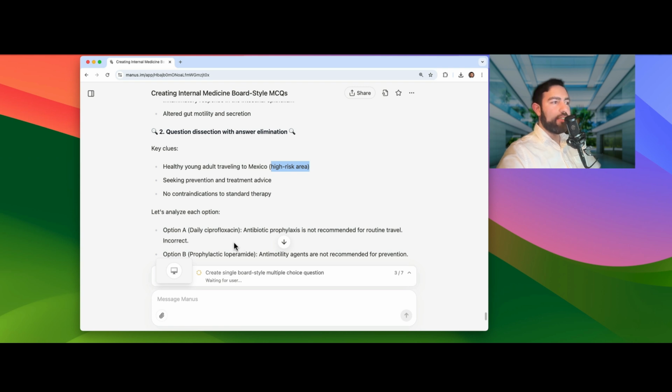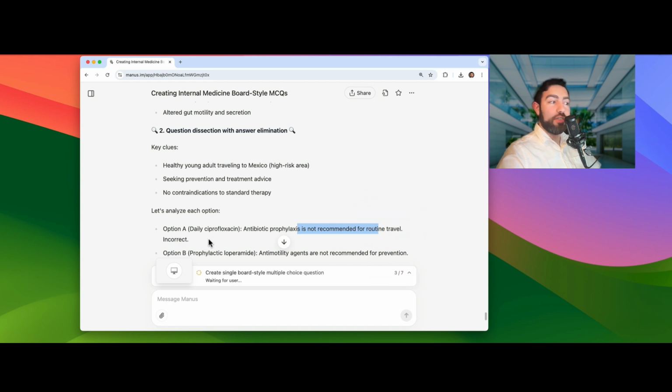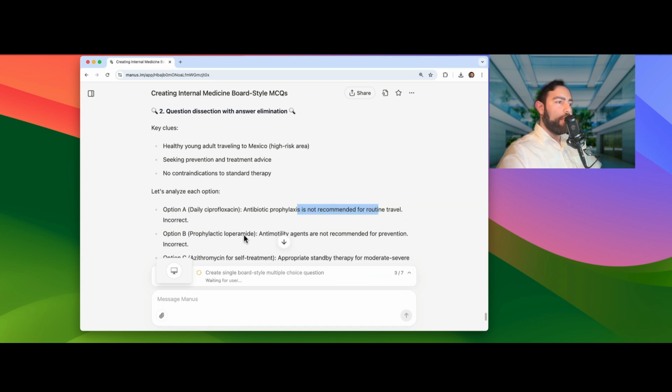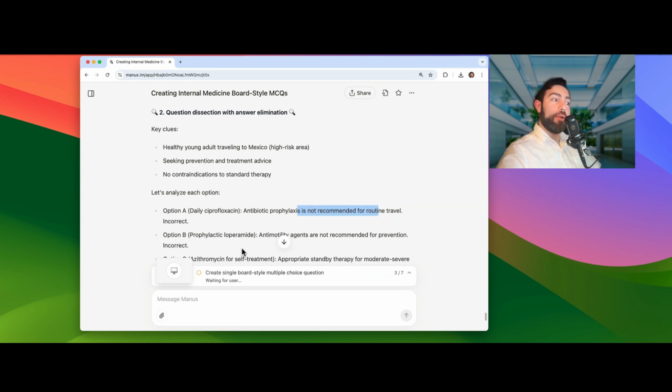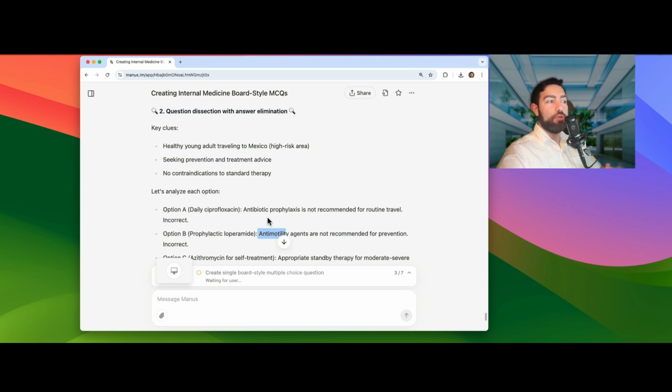Option A was daily Cipro, right? So this would be incorrect because antibiotic prophylaxis is not actually recommended for routine travel. B, they were saying prophylactic loperamide. So again, remember that these bacteria can produce toxins, and we don't want to give antimotility agents in a severe infectious diarrhea because they can actually contribute to worsening.